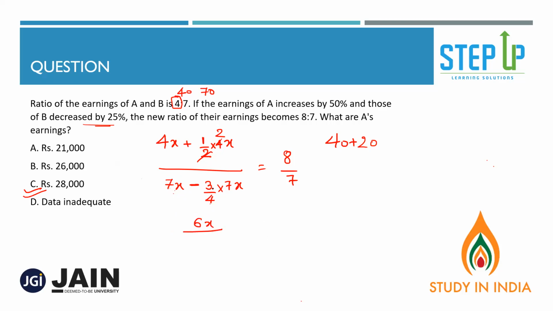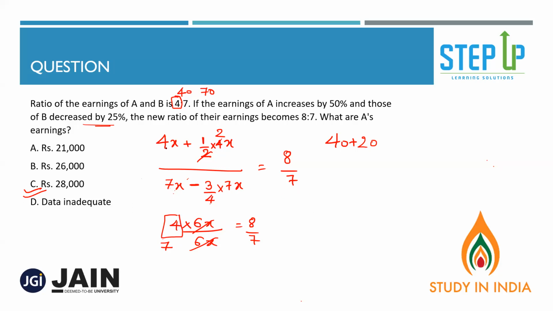Okay, 4, 7, 28, 28 minus 21 is again 6x by 4. So this 4 will go in the numerator. But what we need to calculate? Data is inadequate. Both sides come 8/7. Here it is not coming 8/7. 7x, here it is 7, I have taken common. So it is coming 4/7. C is correct in one case.